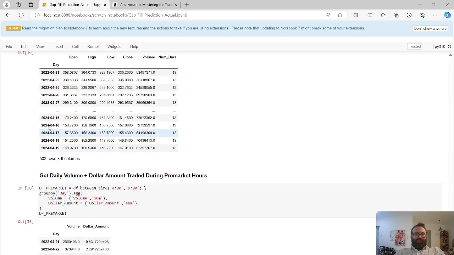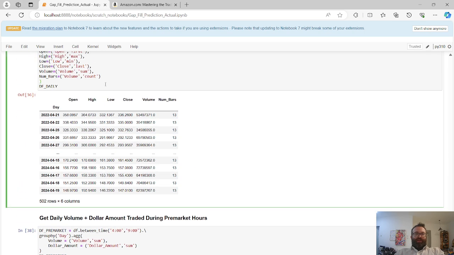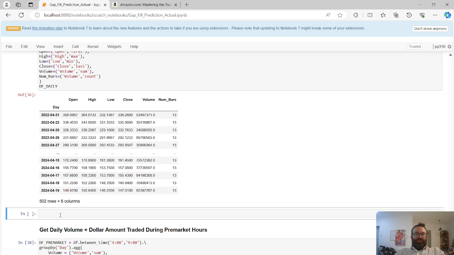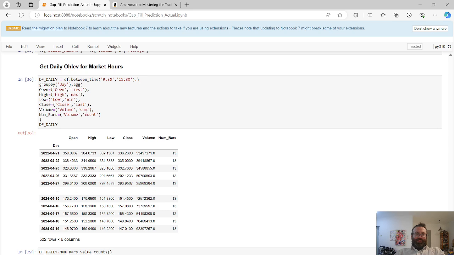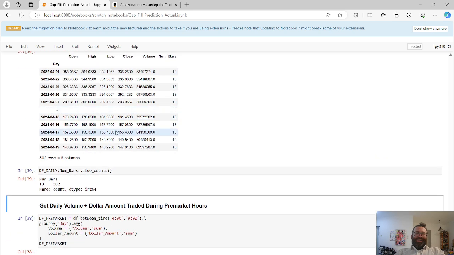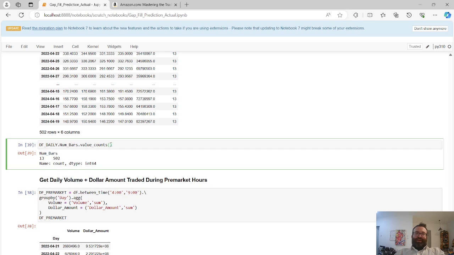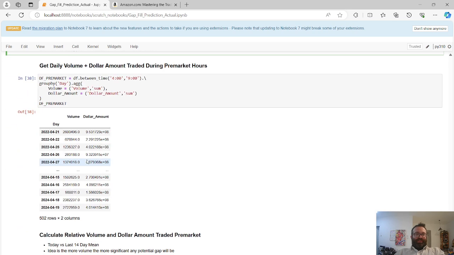So just one quick note. Remember I told you about the num bars. If I were to do df daily dot num bars dot value counts, it turns out everything is 13. Weird. Let's not take this seriously. I might have a bug here, because I thought there would be half days like Black Friday and that sort of thing. But it's worth double checking. This is not meant to be perfect.